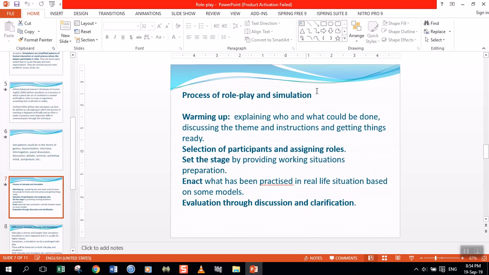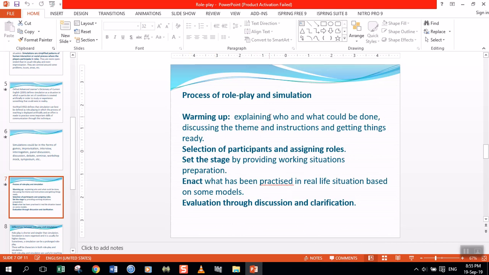All right. Now the role play and simulations have certain procedures. First is the warm up, where they are explained who is doing what, what could be done, and then they discuss themes and instructions and get things ready. So that is called the preparation, or the warming up.